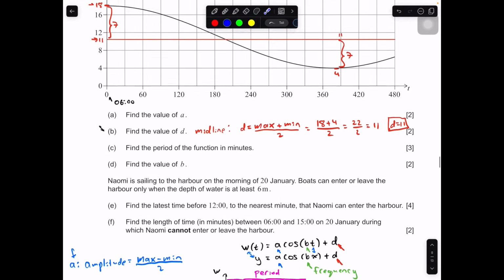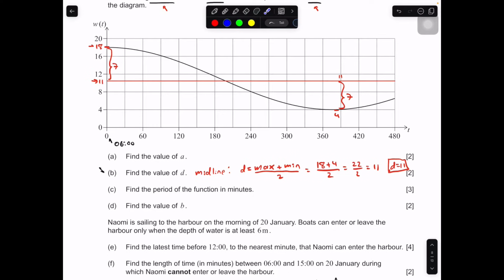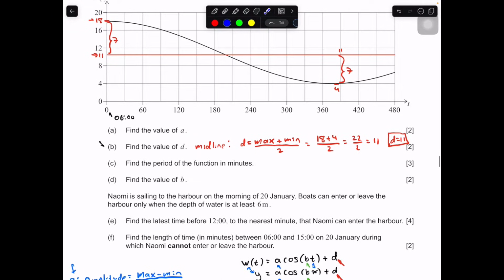This is a 2-mark question, so they are expecting some process. You could probably write 11 plus what is equal to 18, or 18 minus 11, and this would give you 7. But let's use our formula right here for amplitude. That's what A is. Amplitude, A, is equal to max minus min, the distance from the peak to the trough, the highest point to the lowest point, divided by 2. And now we have 18 minus 4 over 2, or 14 over 2. This gives us a value of 7. So we know that A is equal to 7 here.